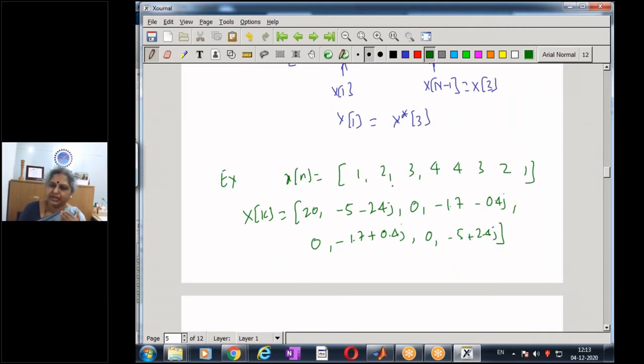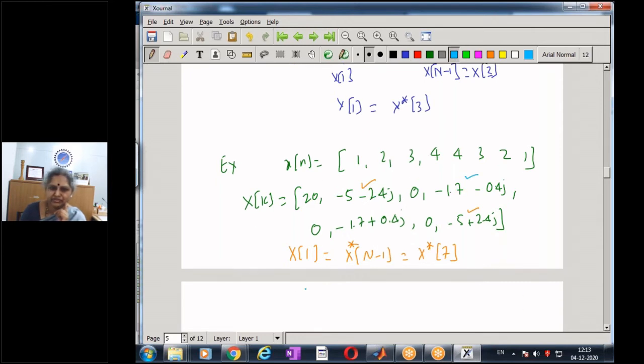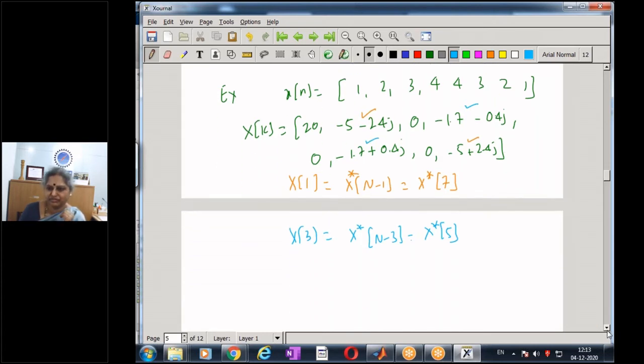The sequence is real, and when I have a real sequence, what I'm observing is this quantity x of 1. So I am having x of 1 is equal to x of n minus 1 conjugate, which is nothing but x of 7 conjugate. So these two are complex conjugates. Similarly, I have x of 1, x of 2, x of 3. So what I have is x of 3 is equal to x conjugate of n minus 3, that is x conjugate of 5. So this and this are complex conjugates. So this happens only when x of n is real.